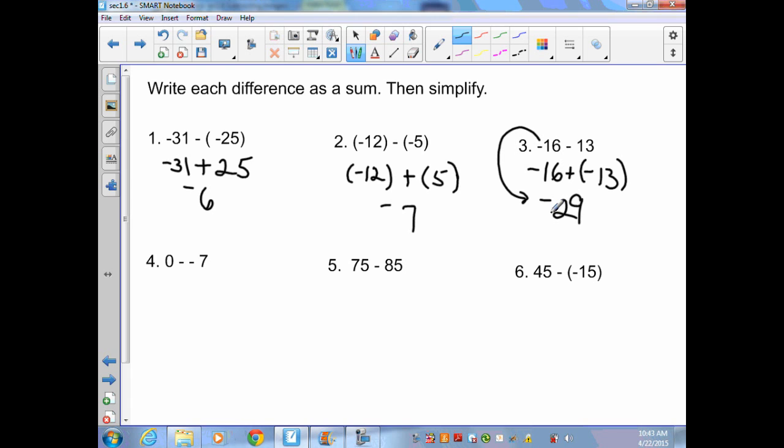My next problem, 4 minus a negative 3. Notice there's no parentheses. Two negatives like this go to a plus 7. 0 plus 7 is 7.